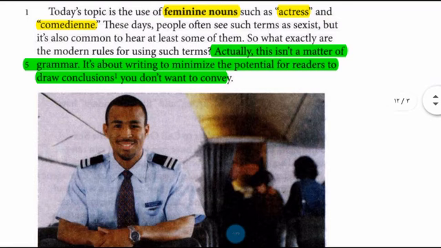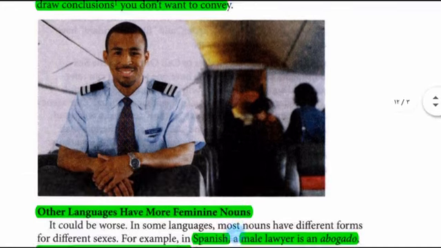Okay, so how to use these? When to use, for example, a female noun, and when to use a male noun, or when we can use a neutral one for both.